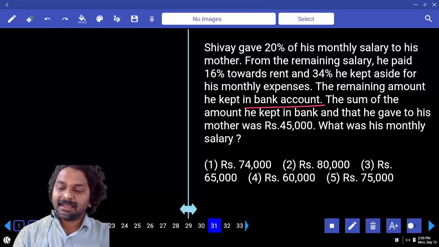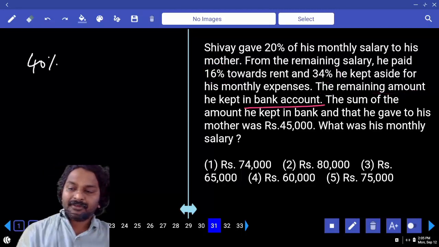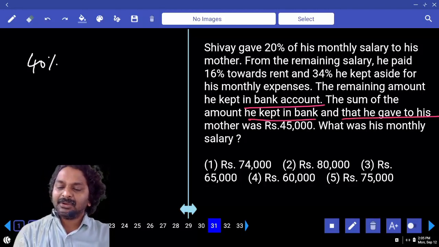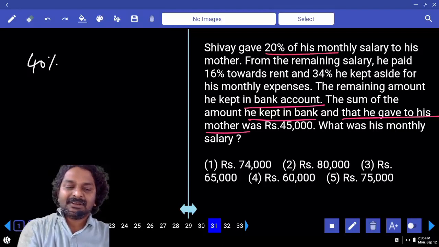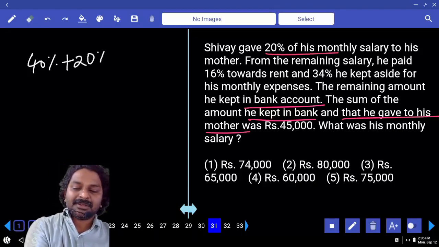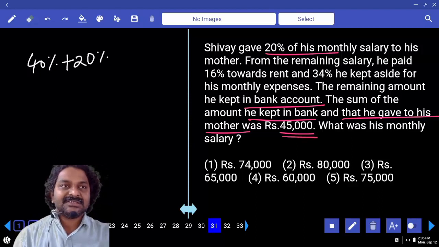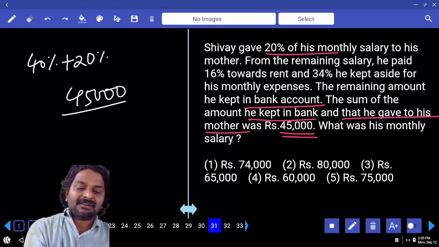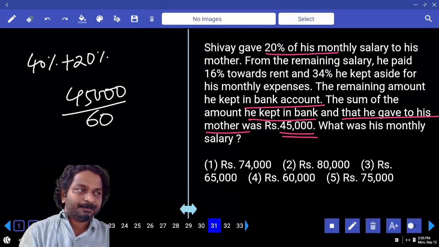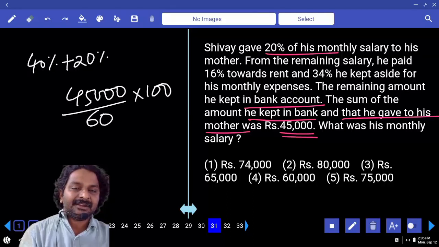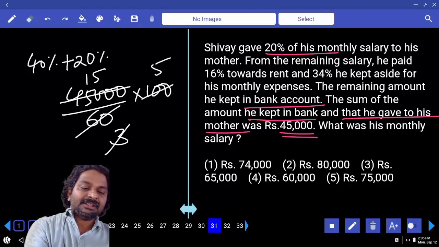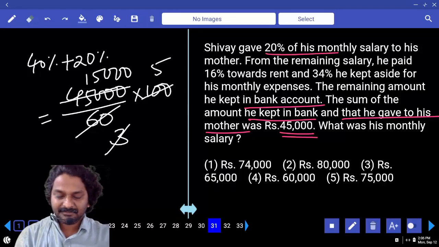He kept 40% in his bank account. So how much is kept in the bank account? 40%. The sum of the amount he kept in the bank and that he gave to his mother. Mother received 20% only. So 40 plus 20, how much is that? 60% is 45,000 monthly salary. So 45,000 is equal to 60%, 1% value, and total monthly salary 100%. Got it? 20, 3 times, 20, 5 times, 3, 15,000 into 5, 75.